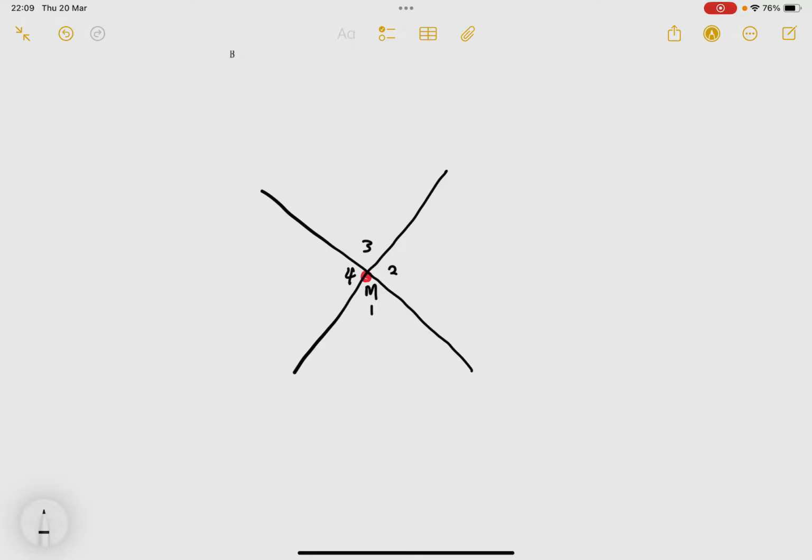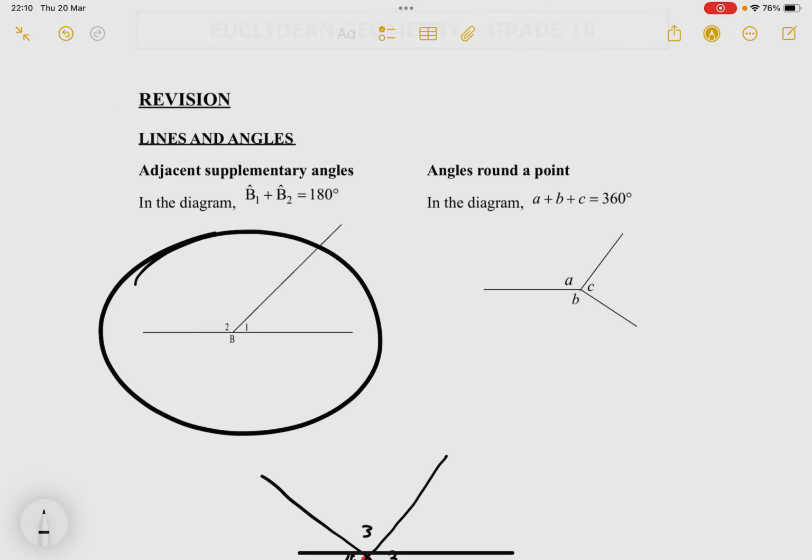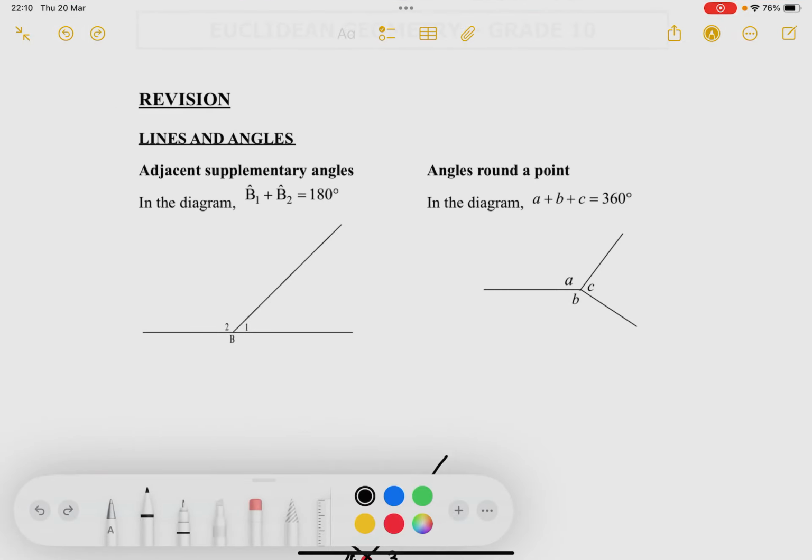So we have M1, M2, M3, and M4 as well. By the way, this is your homework. I want you to add the B2 and B1 there and tell me what you find.